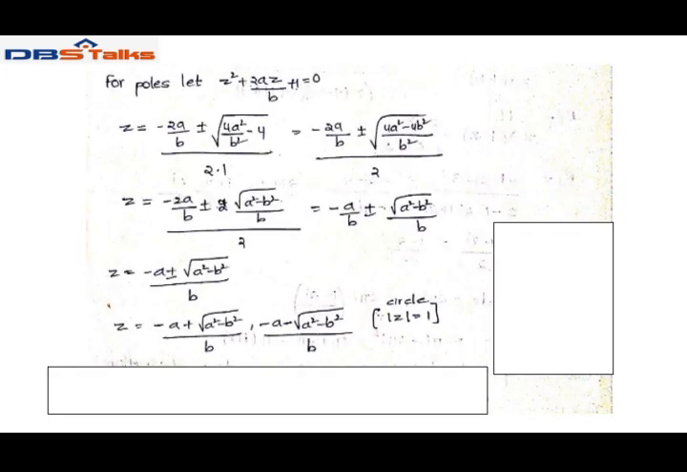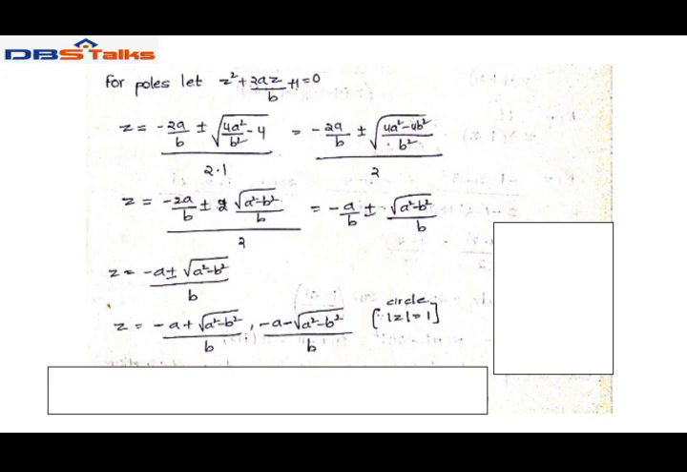For poles, let the denominator value, that is z square plus 2az by b plus 1 equal to 0. We have to use the formula minus b plus or minus root of b square minus 4ac by 2a. We get the poles z equal to minus a plus root of a square minus b square by b and minus a minus root of a square minus b square by b. These are two poles.